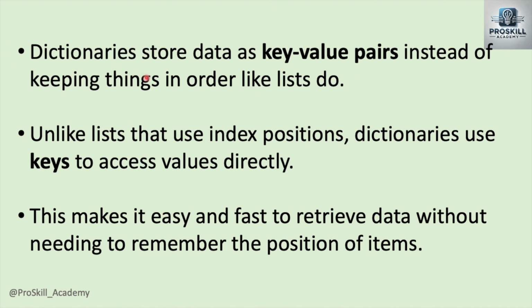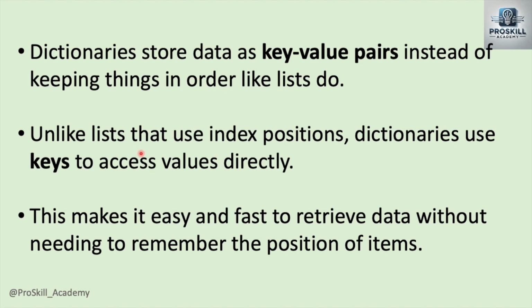So in Python, dictionaries are used to store data using something called key-value pairs. A key is a unique name or label, and the value is the data or information connected to that key. The method allows you to access information quickly by using the key instead of needing to know its position like in a list. Unlike lists, dictionaries do not keep the order in which items are added. That means they are unordered collections.